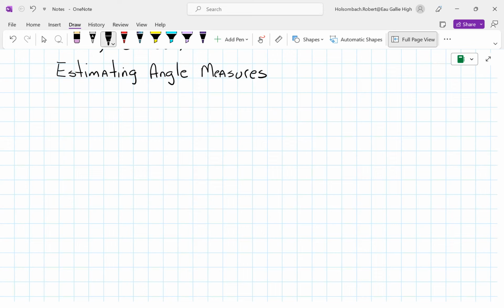When you are estimating angle measures, you kind of want to be able to take a coordinate plane and picture it laying over your angle. Or we'll start with a coordinate plane, because anytime that a vertical line intersects a horizontal line, it creates a 90-degree angle, right? So this angle right here is automatically 90 degrees.